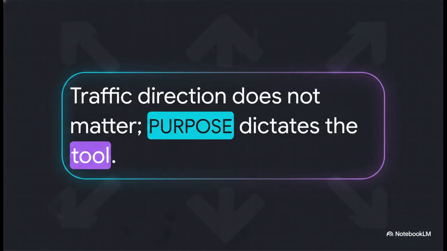But here's the reality check. That directional framing is fundamentally wrong. Actually, it's a complete myth, and it leads to some incredibly flawed architectural decisions. An internal API gateway can absolutely handle east-west traffic, just like a service mesh's ingress can handle north-south traffic. The direction of the request literally does not matter. It is the underlying purpose that dictates which tool you should pull from your belt.